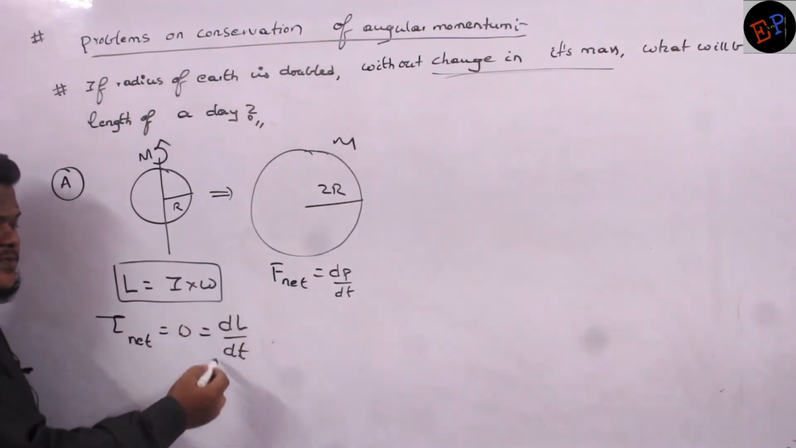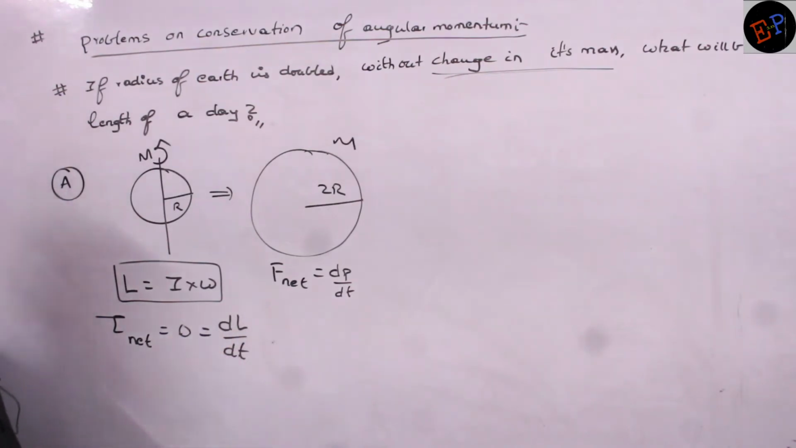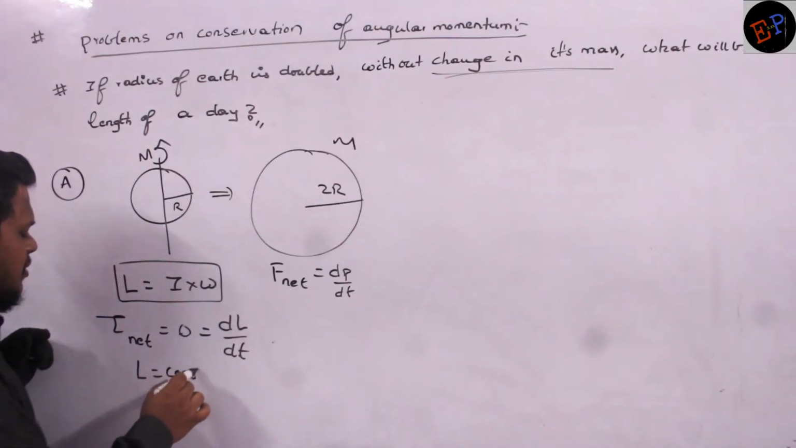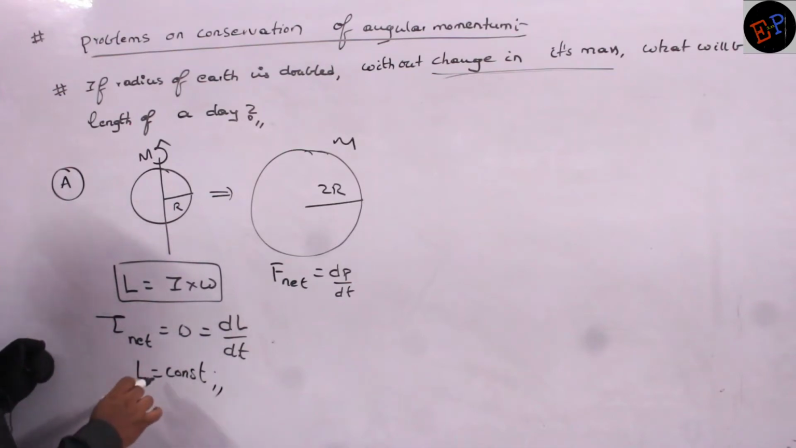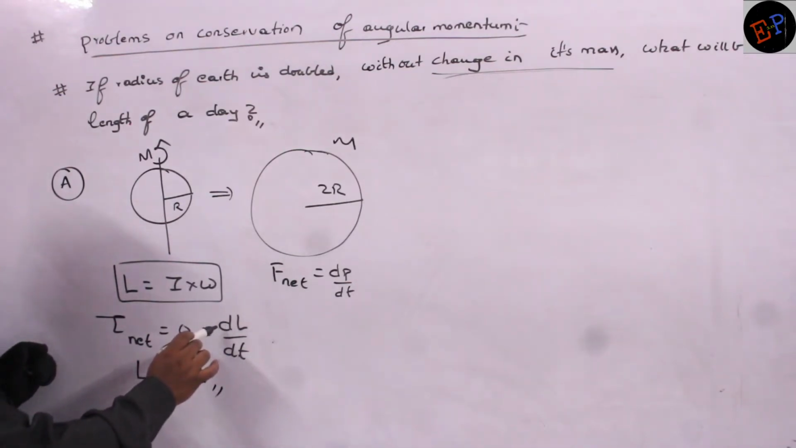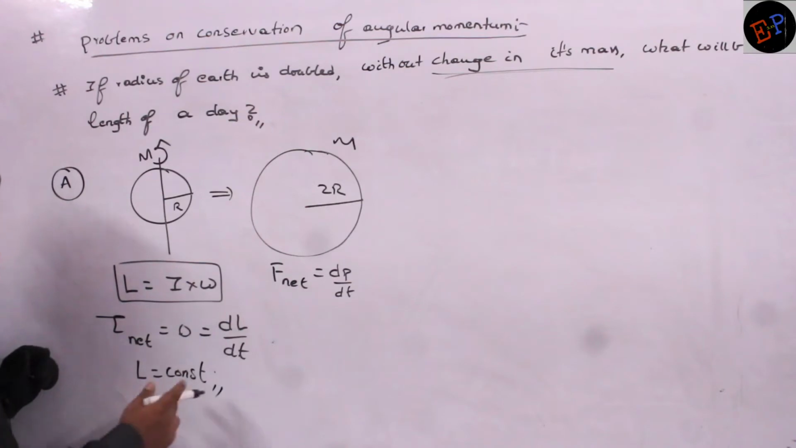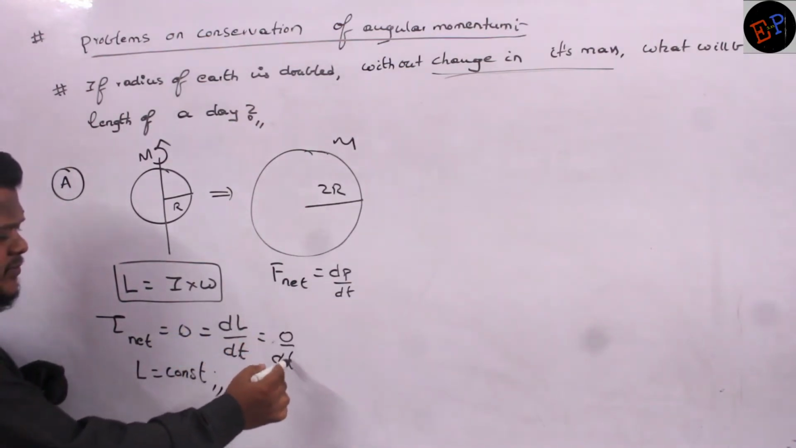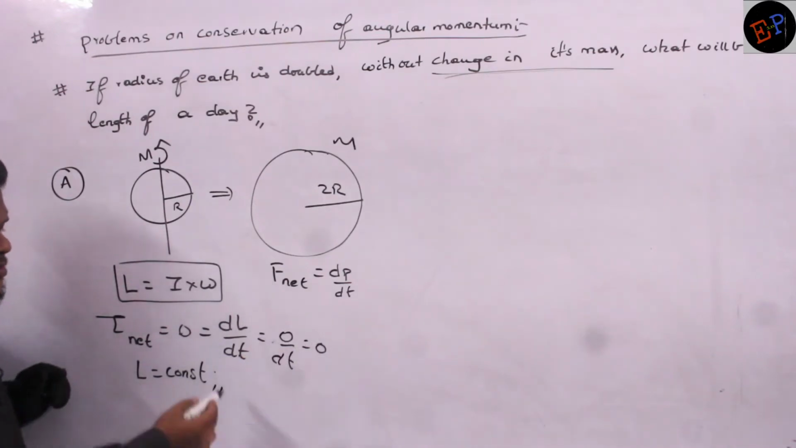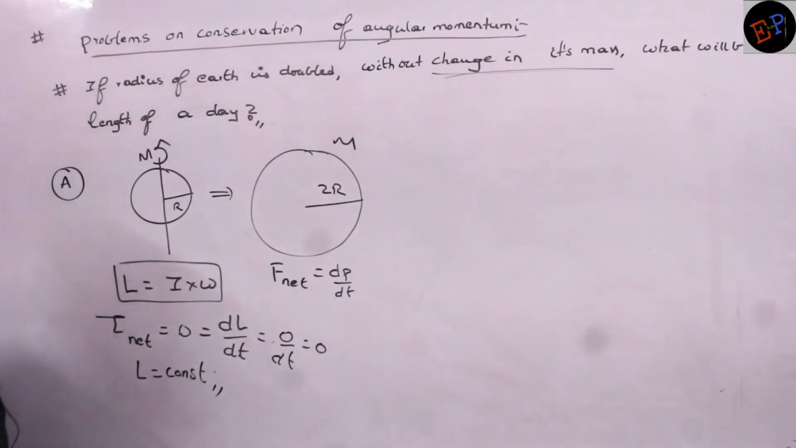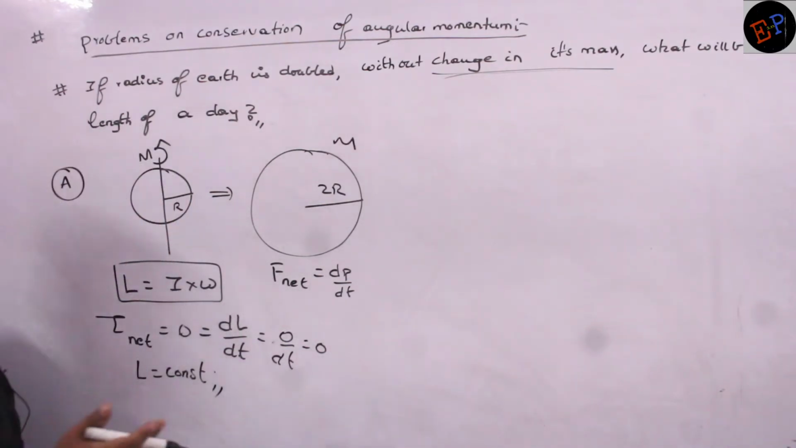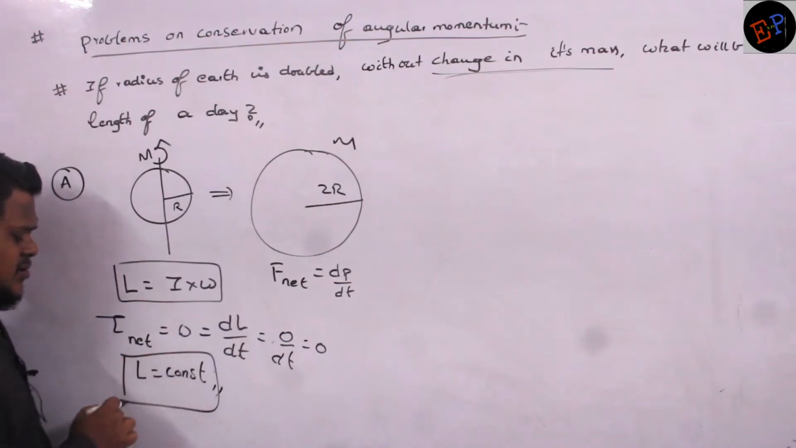dL by dt will become 0 in which condition? Only when L is a constant. Okay, ma? If L is a constant, dL means what? Change in L. There is no change in L. Change in L is 0. So 0 divided by dt will be 0. It means dL is not there. What does it mean that dL is not there? Change in L is not there. If there is no change in L, then L is a constant. That is the meaning of that.